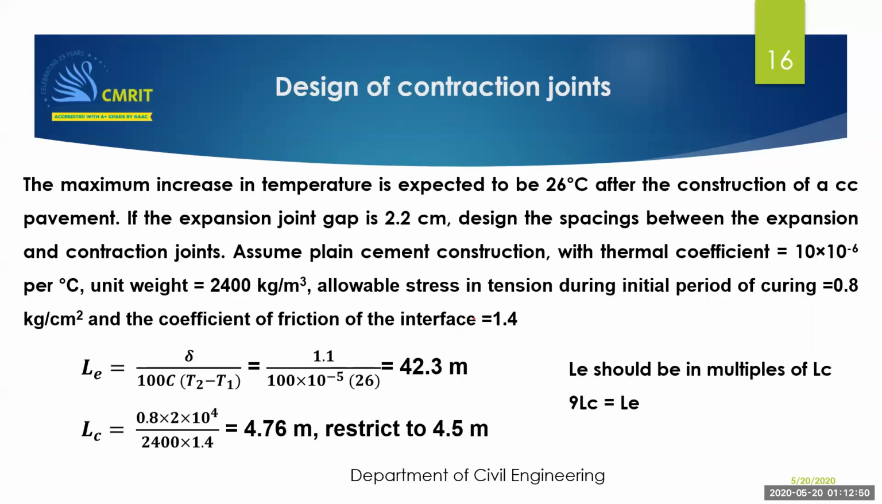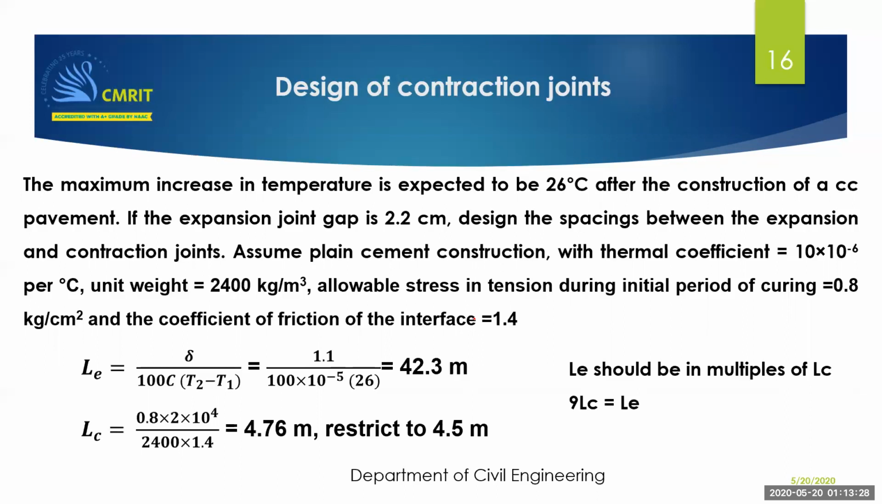So you are asked to design both the expansion and contraction joints. This is one of the typical problems that generally comes in the exam as well. First, let me determine the spacing of expansion joint, which is nothing but delta by 100 C into T2 minus T1. You are given that the gap is 2.2, so delta is 1.1, half of it, divided by 100 into C, which is 10 to the power of minus 5. The temperature difference is directly given as 26 degrees Celsius. Substitute it over here. You get L equal to 42.3, which is the spacing of expansion joint.